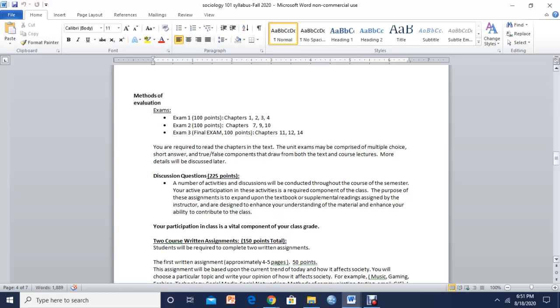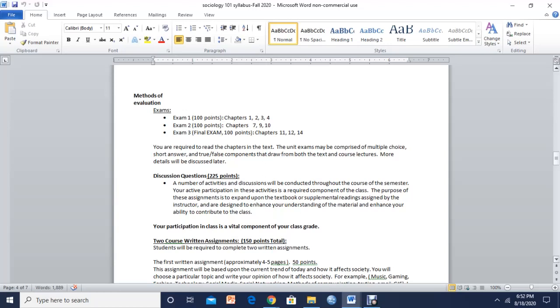And then we have the second exam, which is also scheduled according to the syllabus and course schedule. The thing about my exams, it is not cumulative. So for exam 2, we're going to focus on those particular chapters only. We're not going to go back to chapters 1, 2, 3, and 4. We're only going to go to 7, 9, and 10.